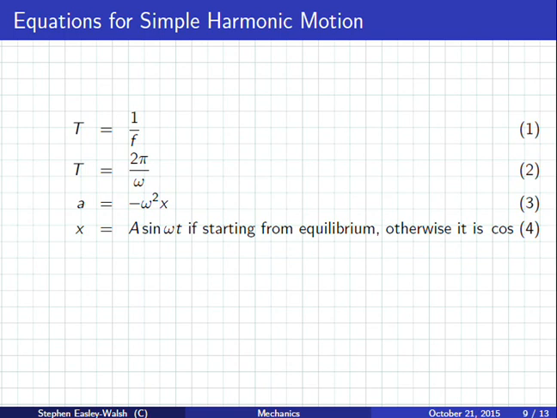Big T is periodic time. Nothing in common. Okay, I'm going to explain it. The big A is maximum displacement.